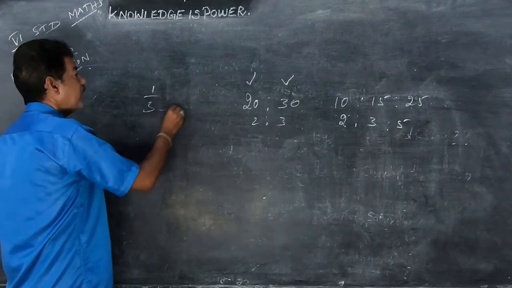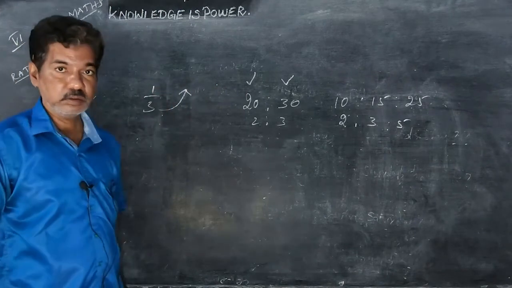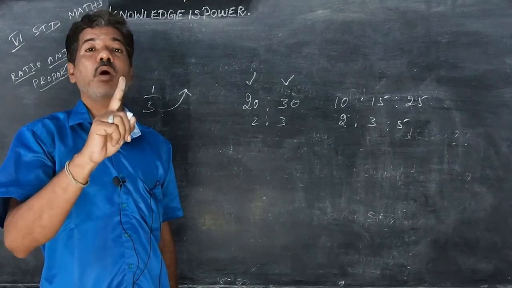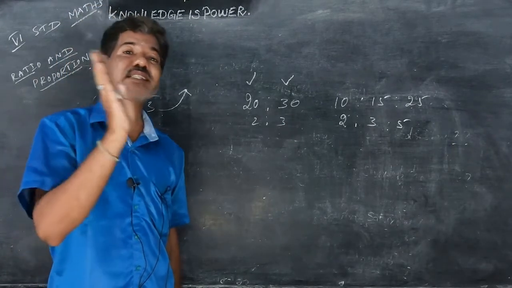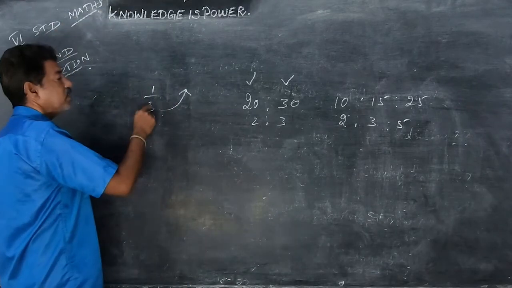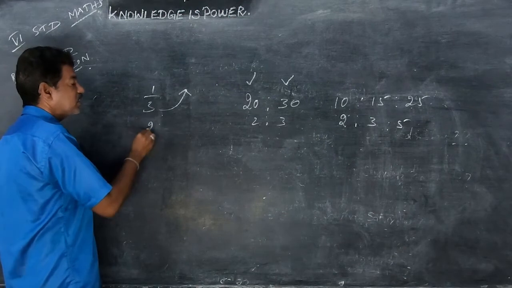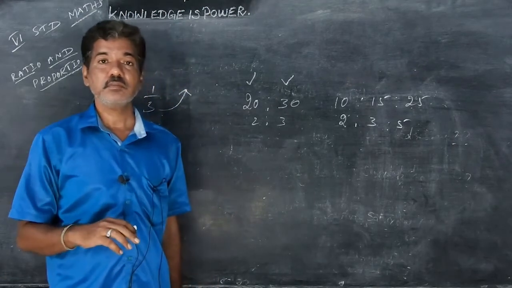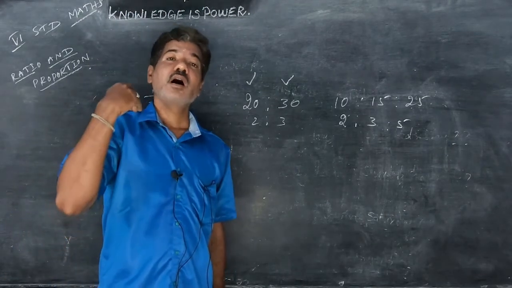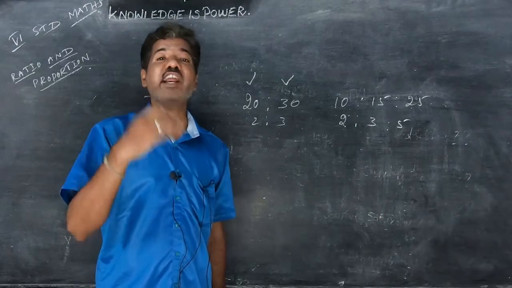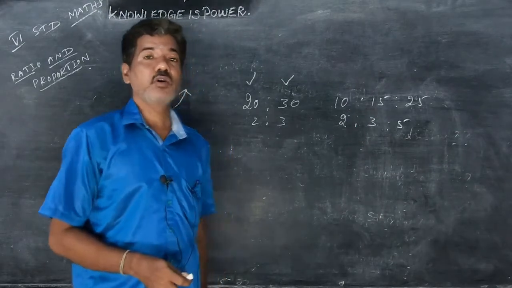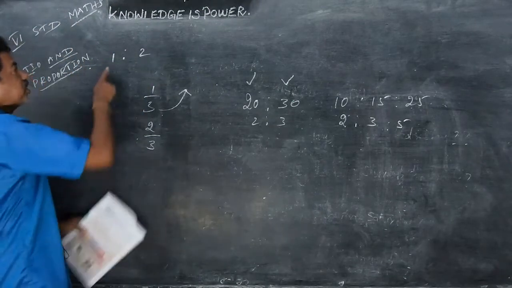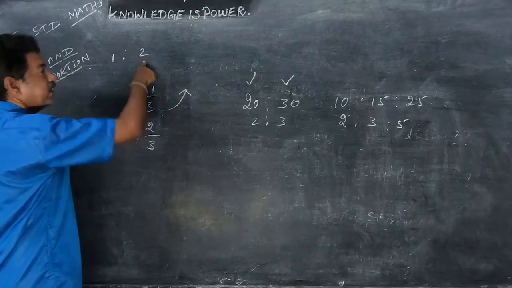1/3. 3ல ஒரு பார்ட் ஷேட் பண்ணியிருக்கோம். Okay, there are 3 parts. In that, 1 part is shaded. 2 parts are unshaded. So we can write, if it is shaded, 1/3. If it is unshaded, 2/3. Okay, ratio with non-ratio, or shaded with unshaded, like that we can follow. Shaded to unshaded, பார்த்தா என்ன ஆகும், 1:2. Shaded ஒரு பார்ட், unshaded 2 பார்ட்.